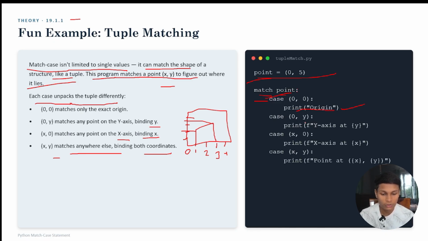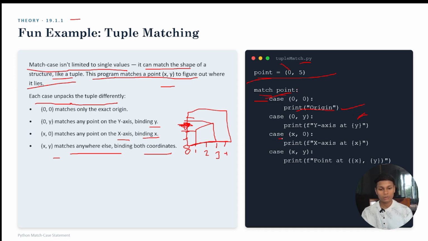If the case is 0 comma y, that means the object is in the y plane, where x is 0 and y has some value. So we are going to print y axis at y, which means the value of y will be printed. Here x is 0 and y is 5, so 5 will be printed.